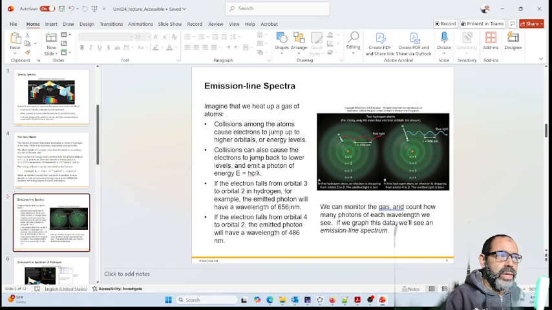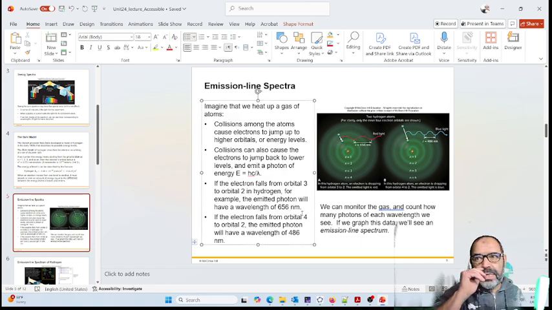For hydrogen, it has a signature of 656 nanometers. That's red. And it has also a signature at 486. That's also a blue color. But those are not the only colors that we see in the visible. There are 2 more, okay?